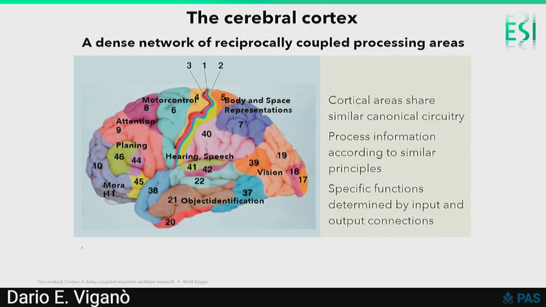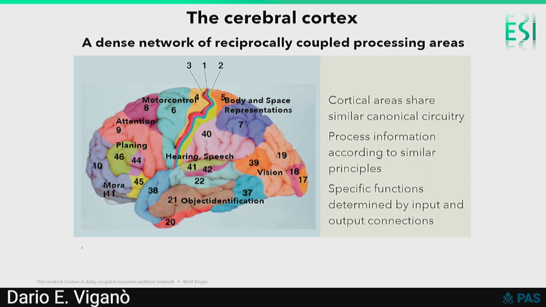So what you see here is the side view of a cerebral hemisphere of the human brain, and these colored areas stand for about 120 different areas that we have in our cerebral cortex on one side, each of these areas performing a particular function. Processing visual information, auditory information, planning, making motor programs.